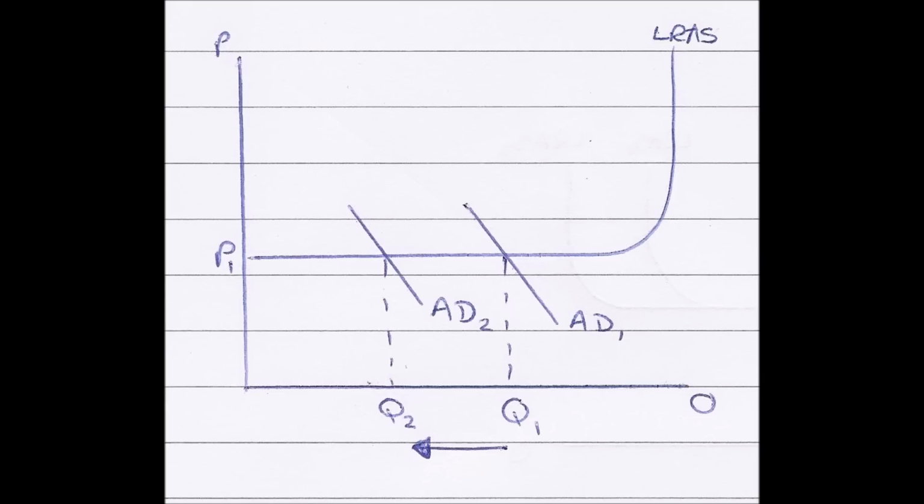And the opposite will occur if our aggregate demand decreases from AD1 to AD2, a leftward shift of the curve. As we are again below full efficiency on our horizontal part of the line, our price level remains the same at P1. However, this time our equilibrium output decreases from Q1 to Q2.